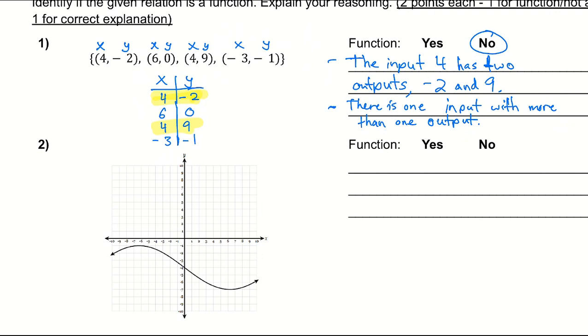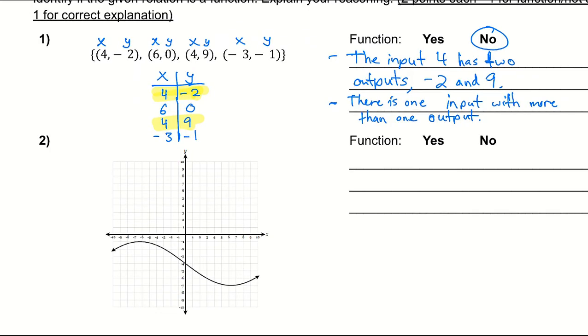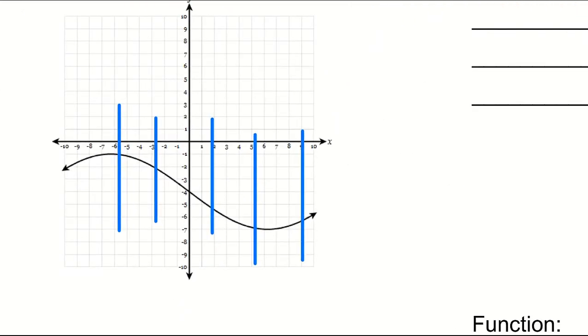This next one is a visual one. We learned about this. Sometimes if you don't have a table or any numbers that you can mess around with, and you have a graph, you can use what's called the vertical line test. And what that means is that as long as you can draw a vertical line through your graph and it hits the line one time, it will be a function, okay?